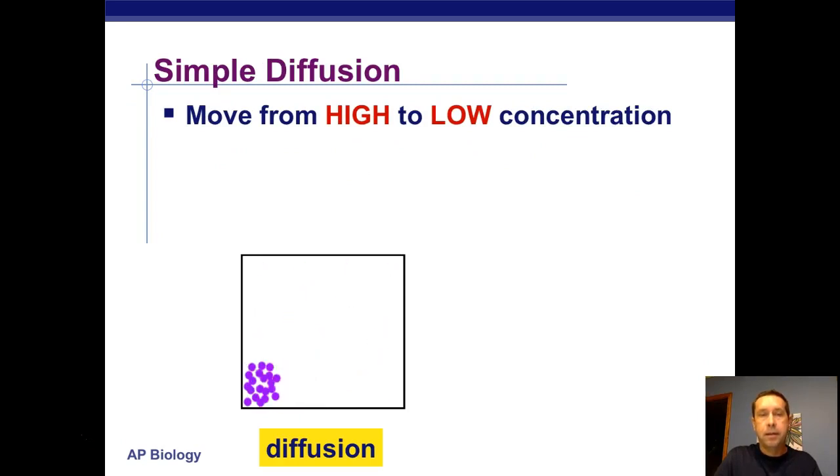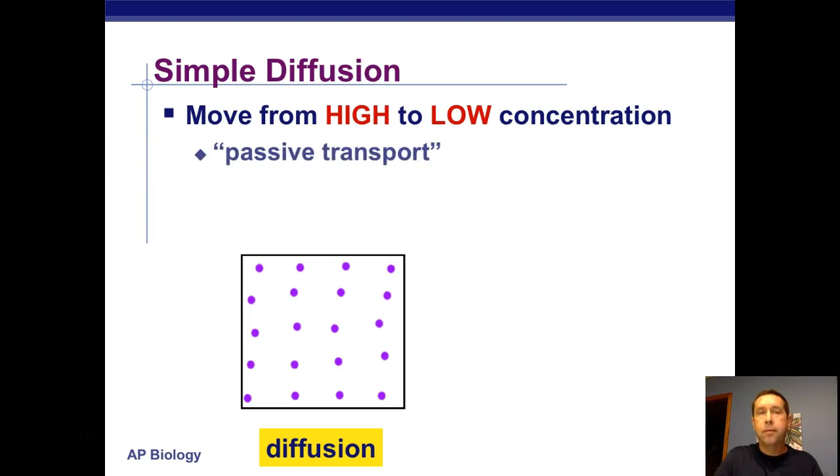So here's an example of simple diffusion. Things move from high concentration to low concentration. For instance, if you opened up a jar of perfume in one corner of the room, it would diffuse until it was evenly spread throughout the room. This is a form of passive transport, which means it doesn't require any energy for diffusion to work.